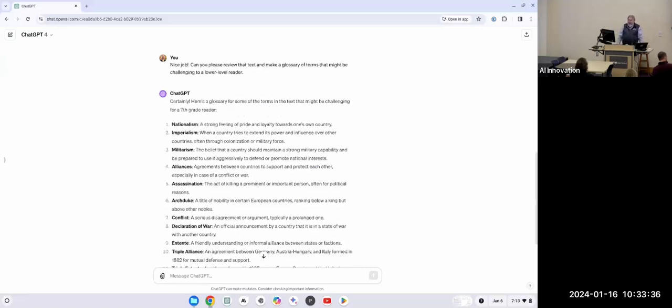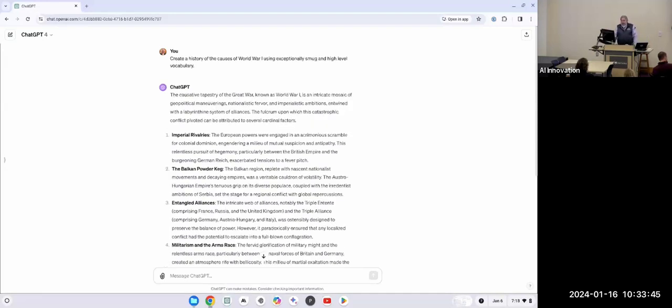And by the way, I can also ask it to create then a glossary of terms for me out of that same reading that's challenging to a low-level reader. I can also ask it to create a history of the causes of World War I using exceptionally smug and high-level vocabulary. And it does that very well for me.